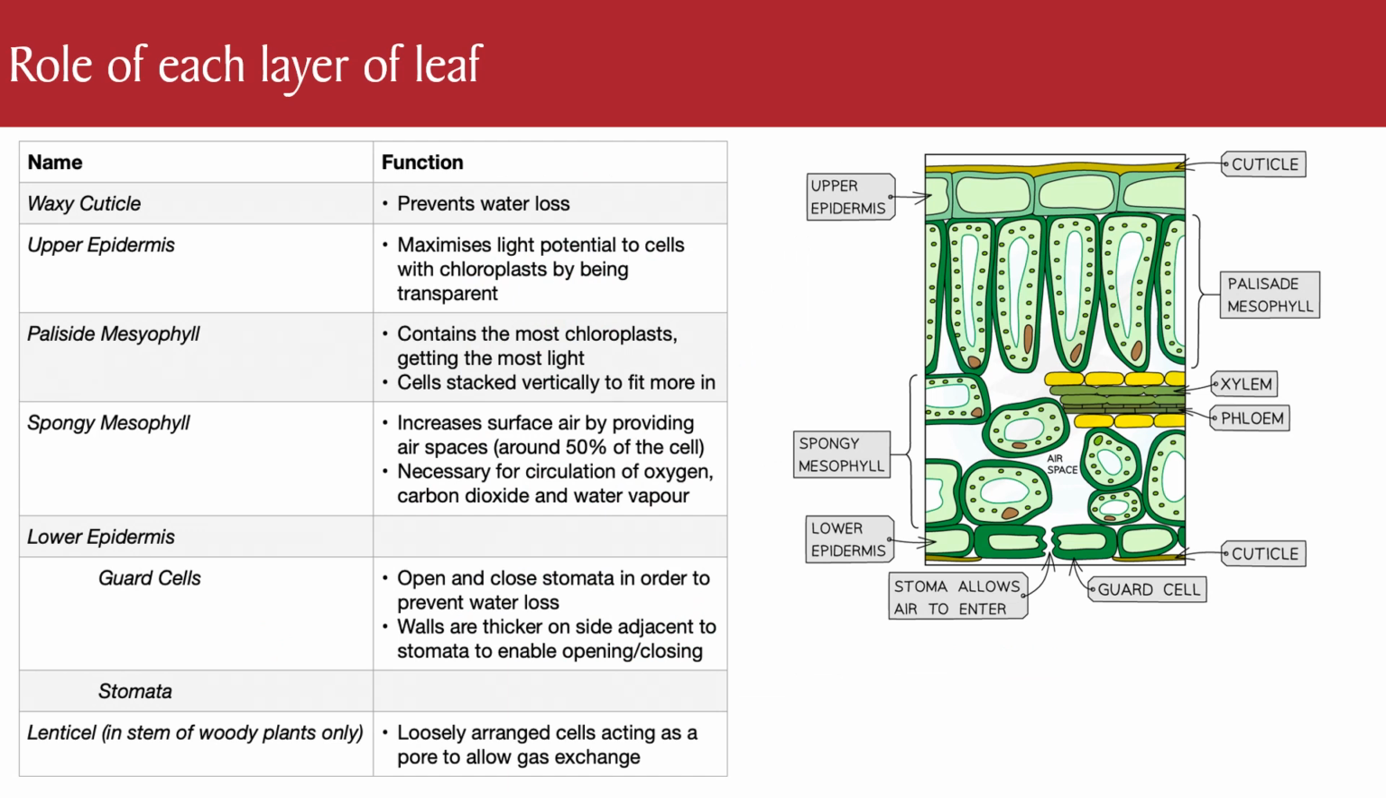Okay, now I'm going to go through the roles of each individual part of the leaf. The waxy cuticle prevents water loss. You'd imagine that a waxy layer on the outside of a leaf prevents water getting in, but it isn't. Its main role is to prevent water loss. If you think about a cactus, a cactus has a very, very thick waxy cuticle, and that is to prevent water loss. The upper epidermis is a very thin layer, and it allows light to get through, and it's also a bit like protection.